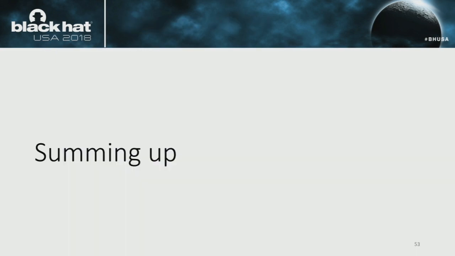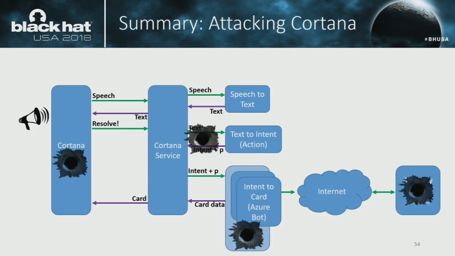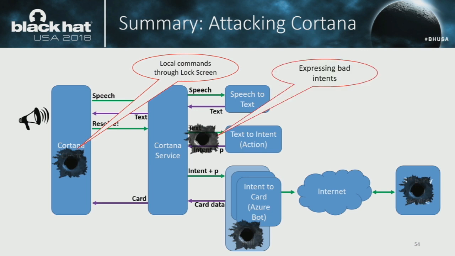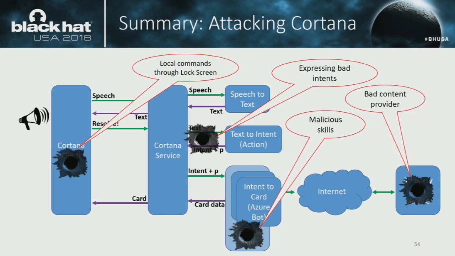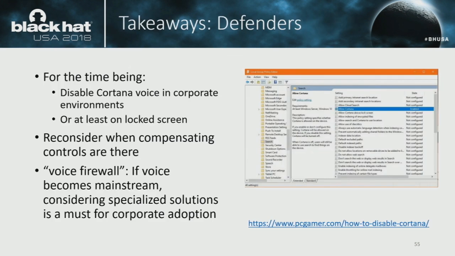So with that, let's sum up with the final slide. Two more slides, I promise. No, I was lying. Three more slides. Okay, so what we've seen today, we've seen four sets, and this is a set because there are many vulnerabilities in each vector. The first one was attacking the Fed client, local commands through the lock screen. Then we expressed bad intent, and we were able to elicit some non-secure browsing through that. Then Amichai showed malicious skills and even interaction with a bad content provider.